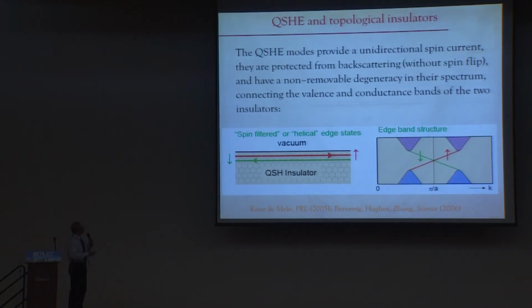So in this case, you can actually connect the valence and the conduction bands of the two insulators at the edge. This is the edge band structure for the up spins and the down spins, corresponding to these counter-propagating edge states. And there is more information down here.